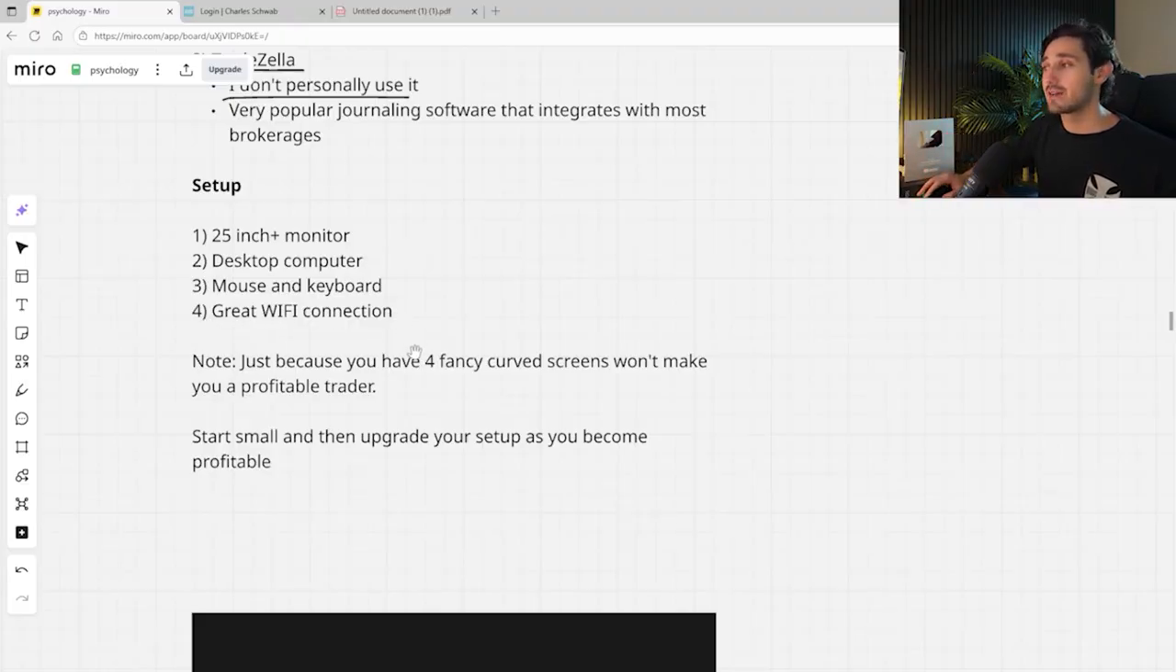There are a lot of traders that have like crazy curved screens. They have 5 different monitors, and it looks like a really complicated and professional and fancy setup. You don't need that, okay, especially as a beginner. If you have a 25-inch monitor, a normal computer, and a good Wi-Fi connection, and a mouse and a keyboard, that is all you need. Start small, and then you could upgrade your setup as you become more profitable.